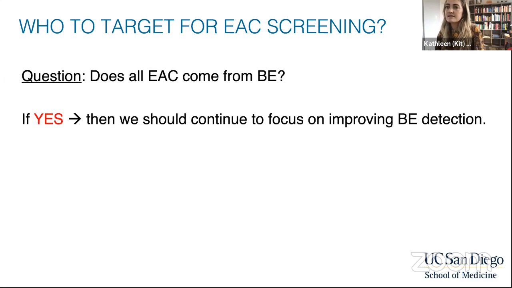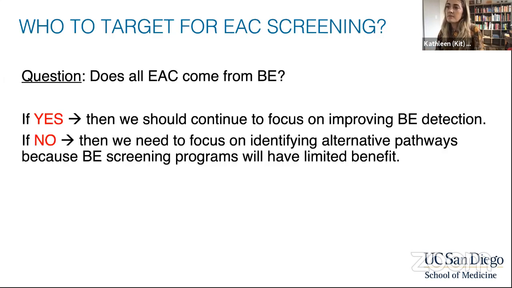And the reason this is important is because if the answer is yes, then we should continue to focus on improving Barrett's detection because they're the right population to target. And if the answer is no, then we need to focus on identifying some sort of alternative pathways because Barrett's screening programs will have limited benefit. And I should mention that the reason this question is so unknown and so controversial is because we haven't really had any examples of watching a normal patient progress straight to esophageal adenocarcinoma, just because they would never have been followed up that way. So there's a big open question about this.